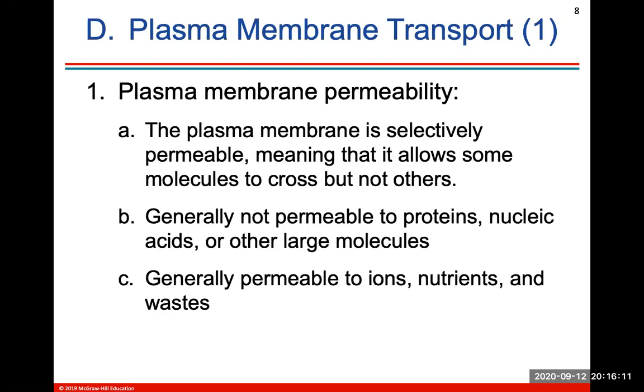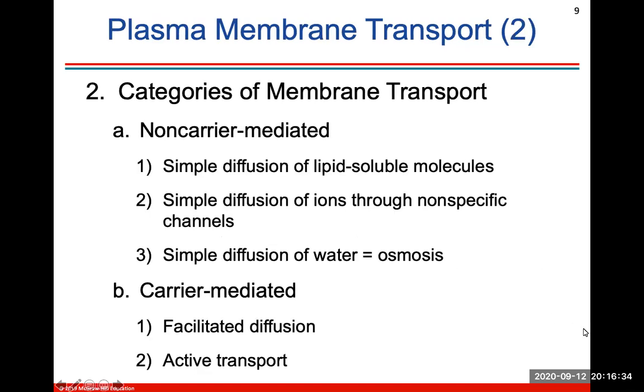The plasma membrane permeability, we'll get into transport now, of moving things into and out of the cell. The plasma membrane is what we say is selectively permeable, meaning that it allows some molecules to cross but not others. Generally, it's not permeable to proteins, nucleic acids, or anything too large to get through, but it will be permeable to ions, nutrients, and wastes.